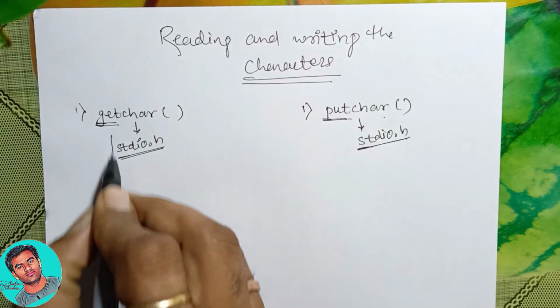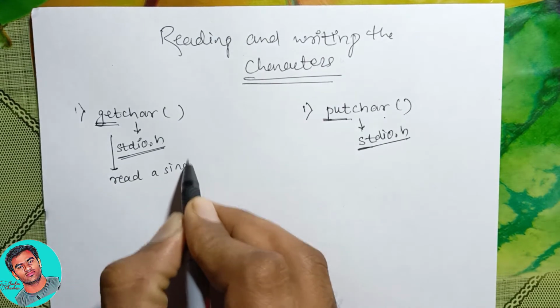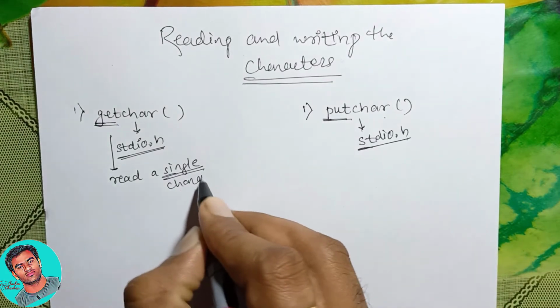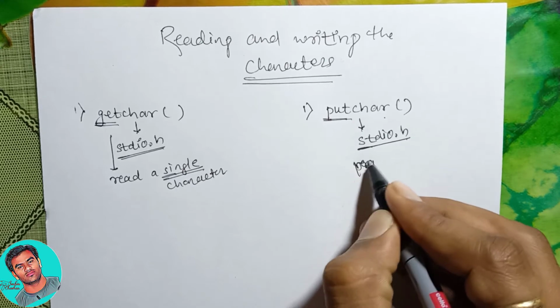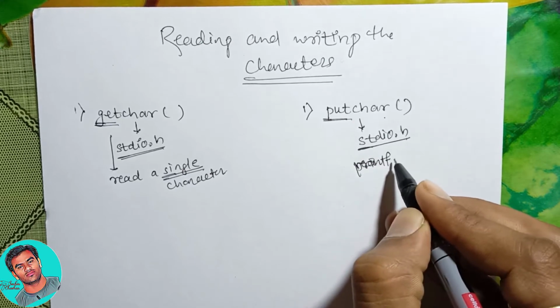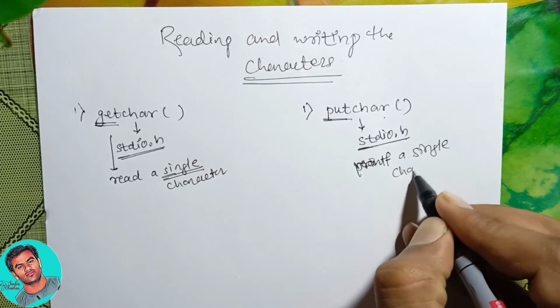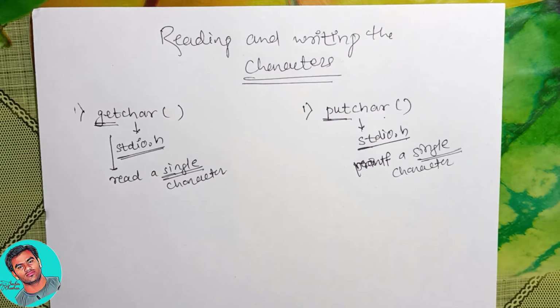Now what exactly does this function do? getchar is used to read a single character, while putchar prints a single character. So this is the difference.